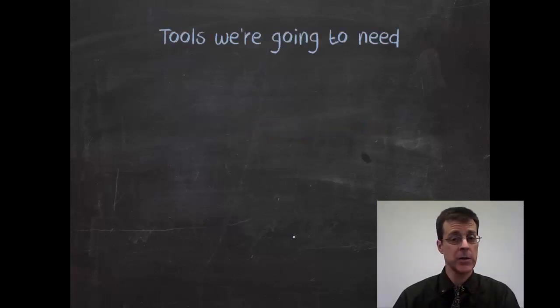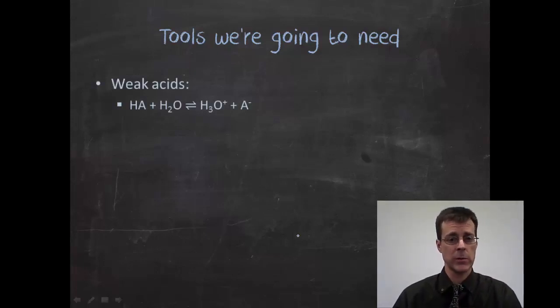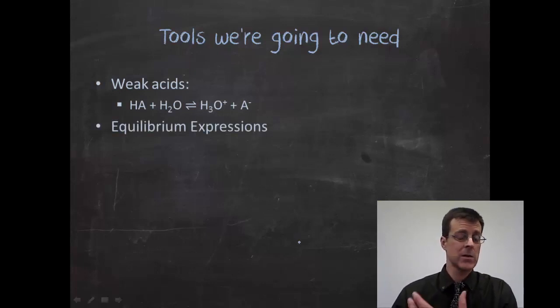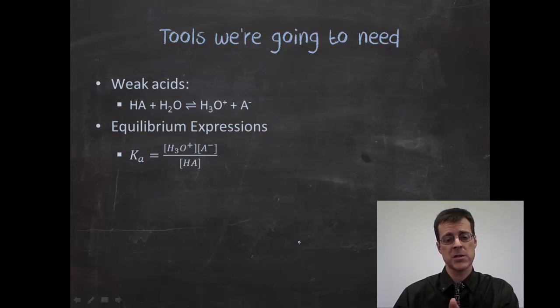You don't need to write down this list of tools. Sorry if you already started writing this down. You don't need to write them down. I just want you to be reminded that these are the things that we're going to be making use of. Weak acids with the equilibrium expression, knowing what a weak acid does. Equilibrium expressions themselves were with the products on top, reactants on the bottom, where the balancing numbers become exponents.